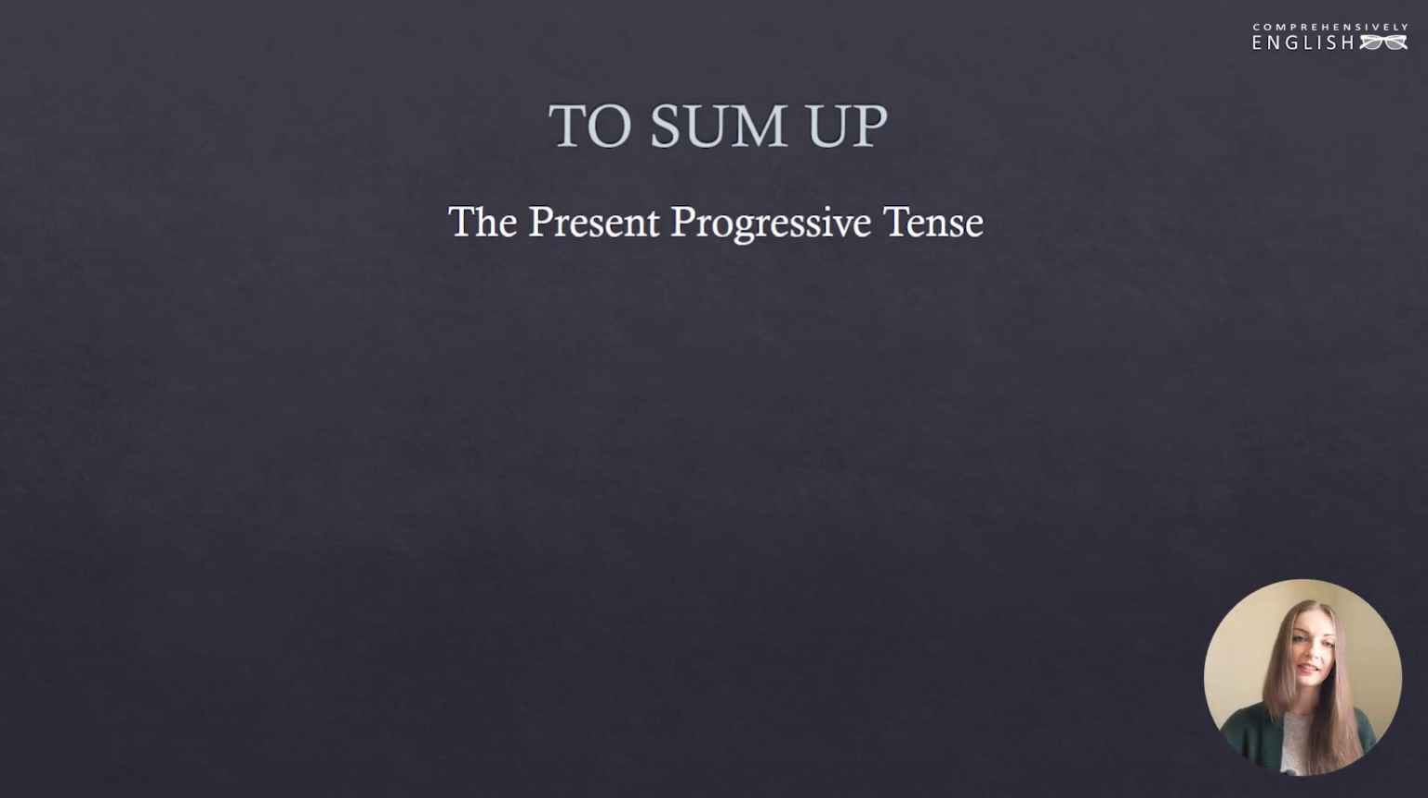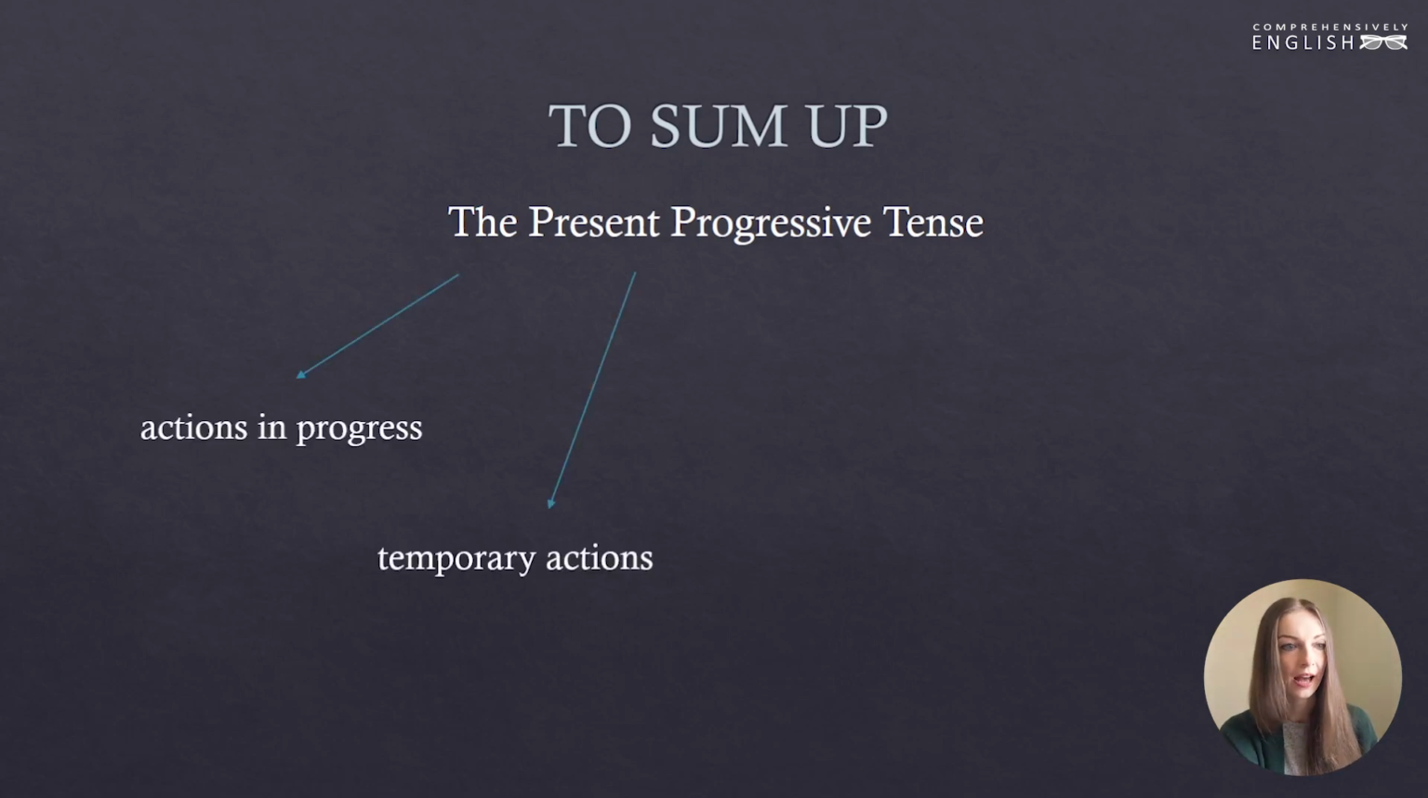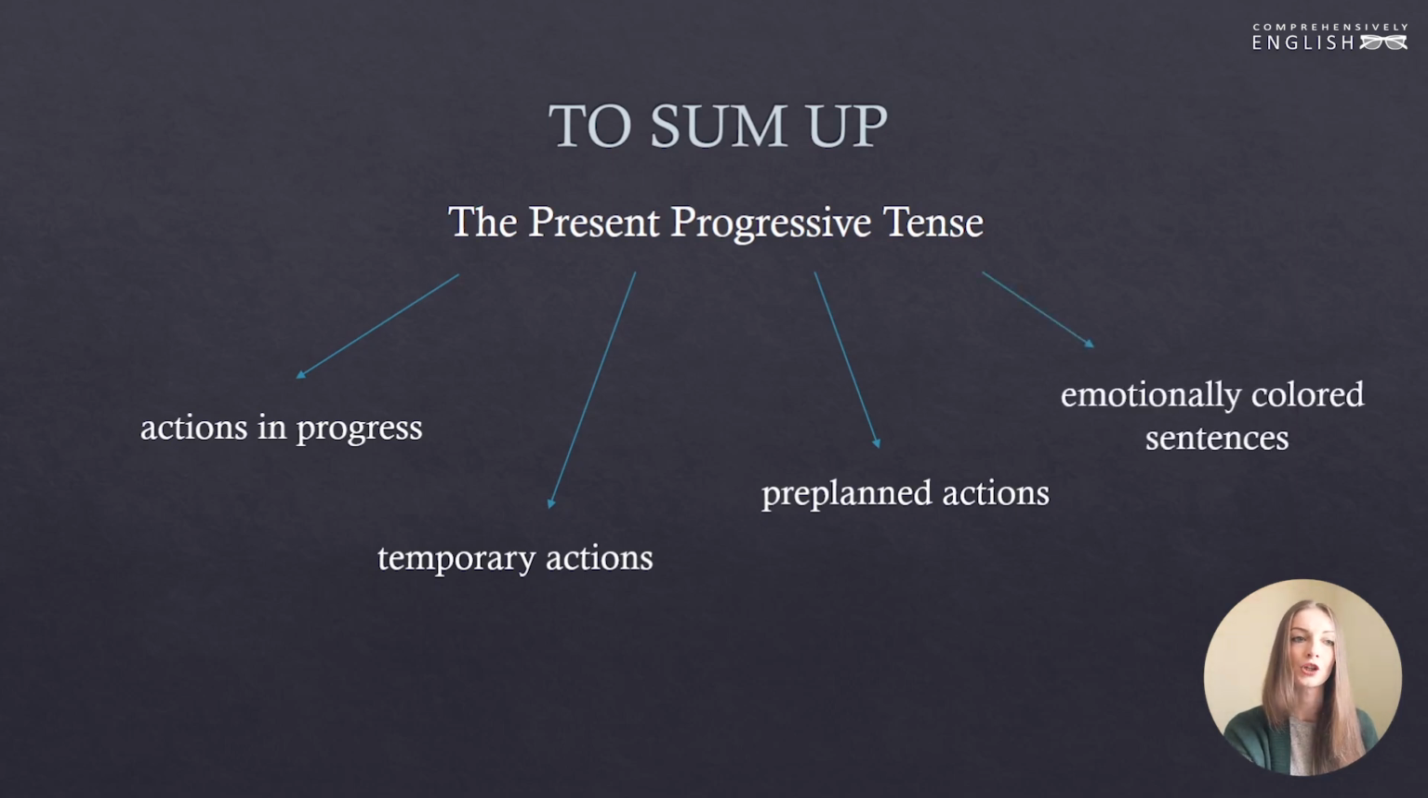Before we proceed, let's sum it all up. The present progressive tense can express actions in progress, temporary actions, pre-planned actions. And it can be used in emotionally colored sentences. These are four main cases where you will use the present progressive tense. Sometimes they will be intertwined, so your action might be both in progress and temporary, or temporary and pre-planned, that doesn't matter. But these are all the things that this tense can convey.